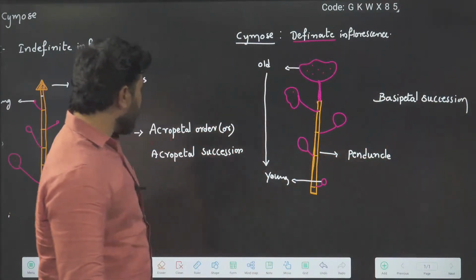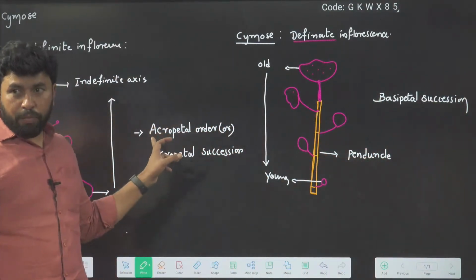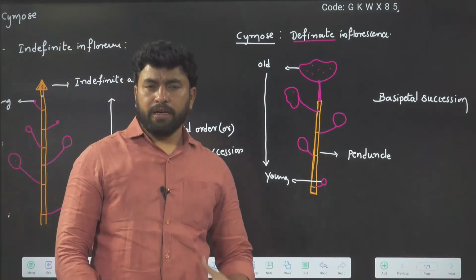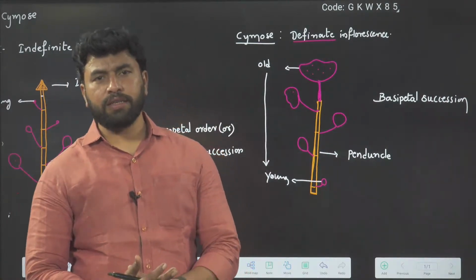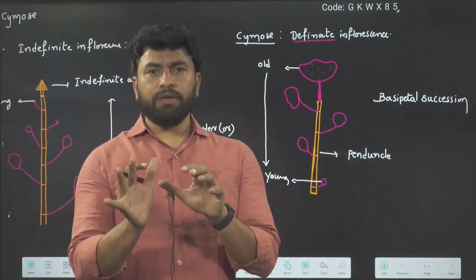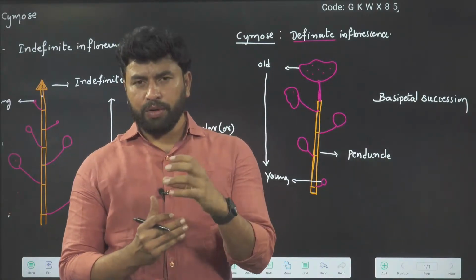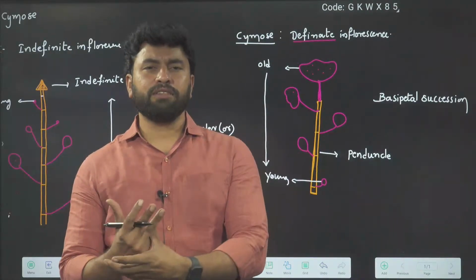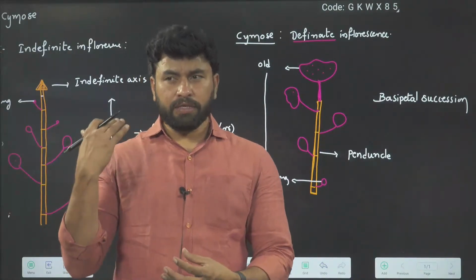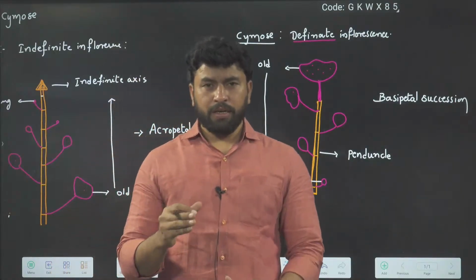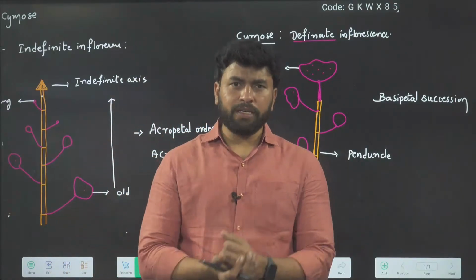Here flowers grow in acropetal succession in the case of indefinite inflorescence. In definite inflorescence or cymose inflorescence, flowers always grow in basipetal order. I told you, imagine petal means movement. From top to base, movement of flowers. Next one, from base to top, movement of flowers.